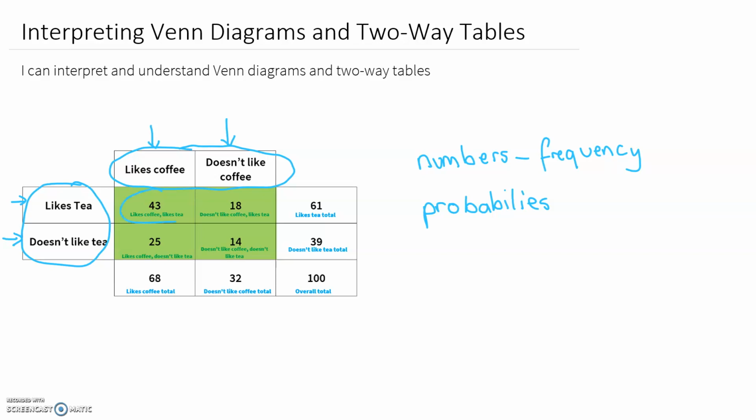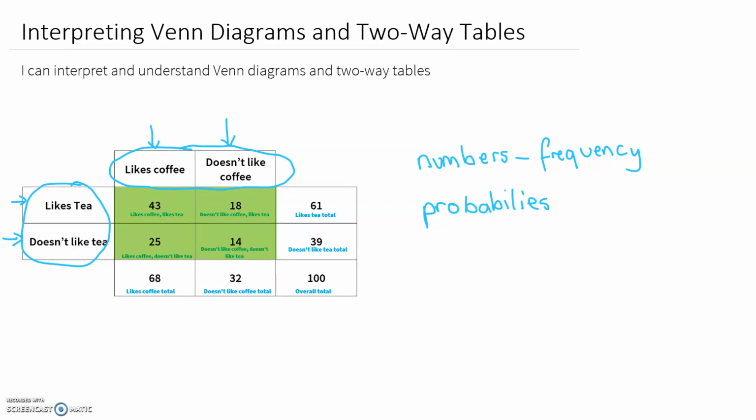So this box here says that there's 43 people that like coffee and like tea. This box here says that there's 18 people who don't like coffee but they do like tea. And we can keep going, right? 25 people like coffee but don't like tea. And then 14 people don't like coffee and don't like tea. So those are the four boxes in the middle.